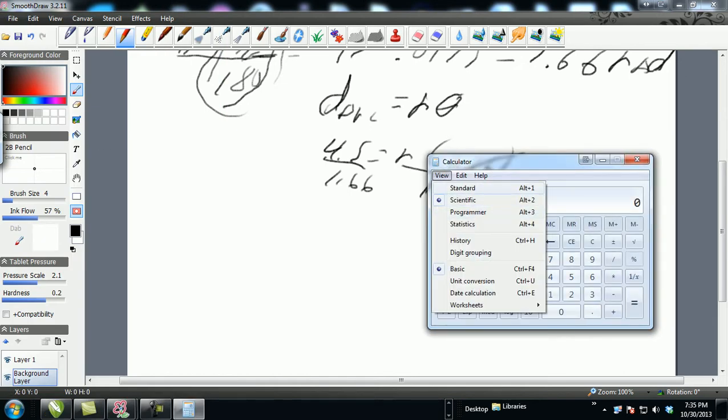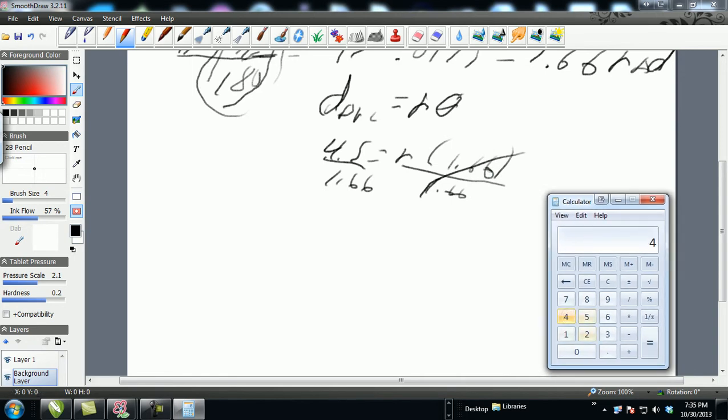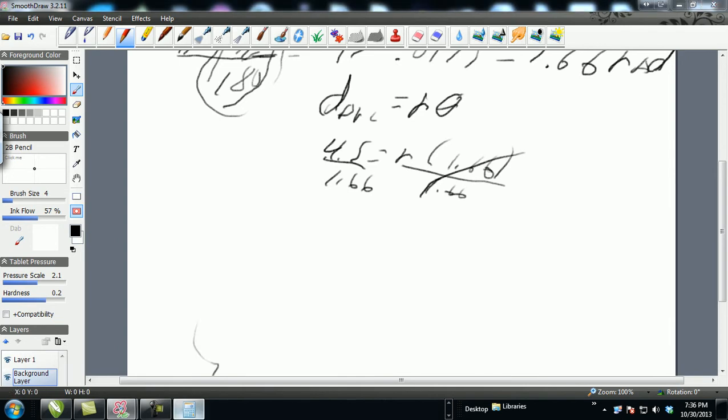Let's change this view to standard. It becomes 4.5 divided by 1.66. Make sense? So that gives us the radius. That gives us a radius of 2.71. What's my units? Meters, if I'm not mistaken.